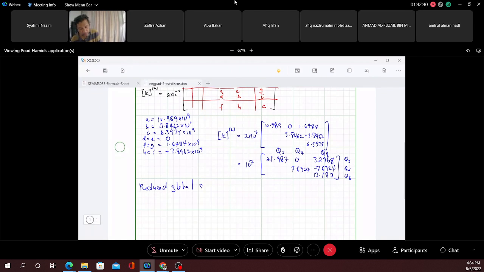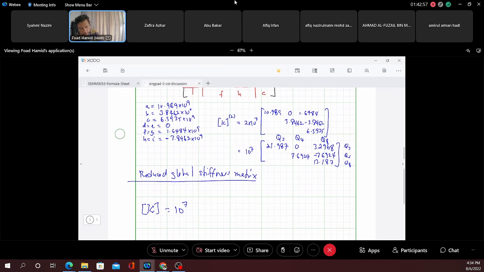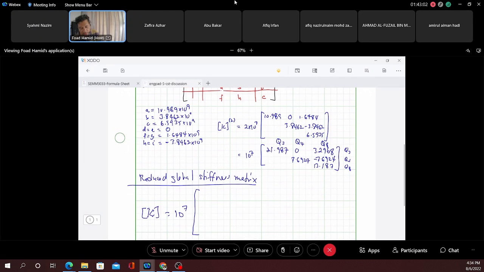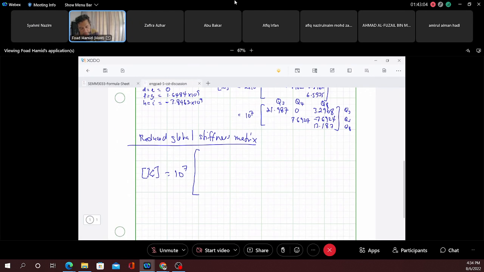global stiffness matrix. Okay, so that's our capital K here. Note that 10 to the power of 7 is common for both element 1 and element 2. So what we have here is Q3, Q4, and Q8. Okay, so we need to assemble this.